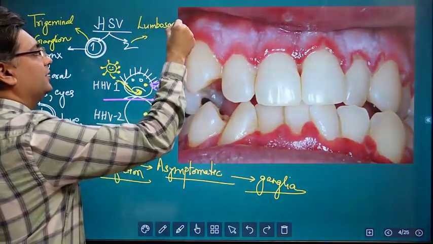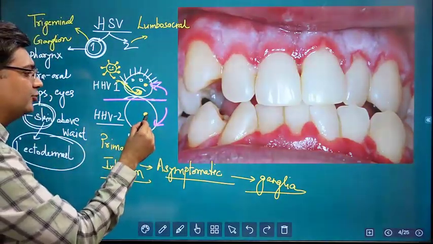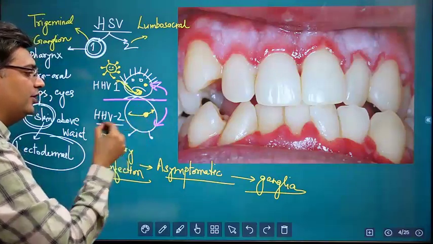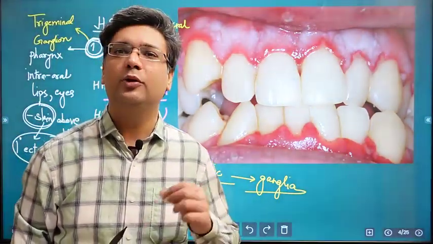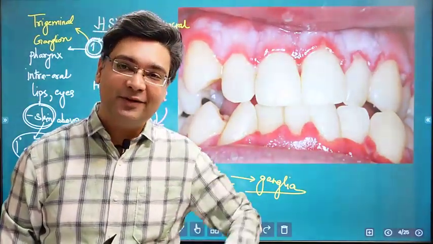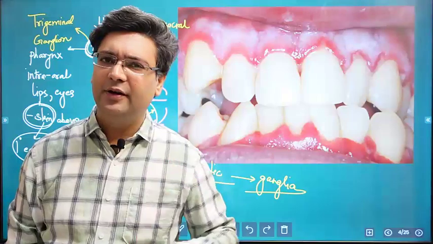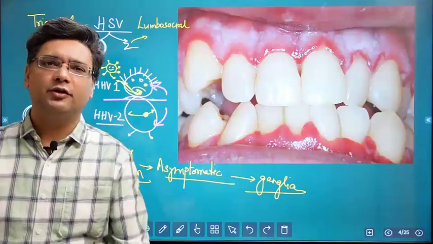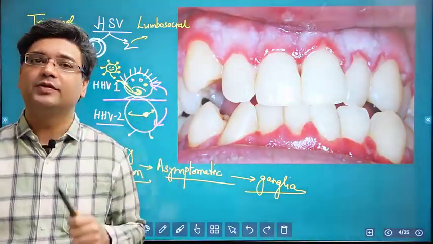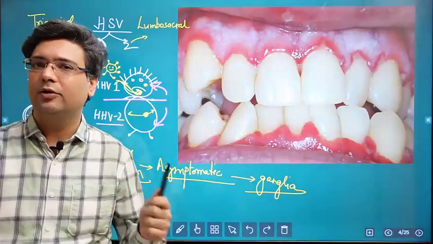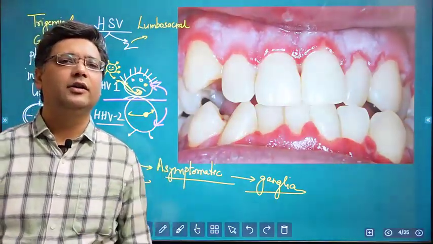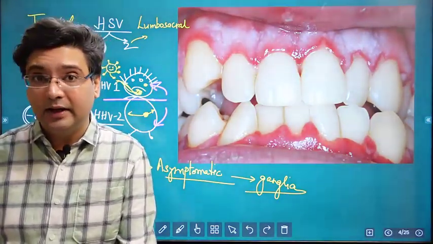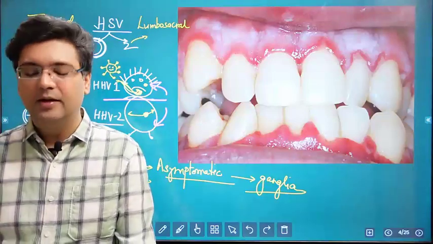Lumbosacral ganglion, and that's why it is going to reside below the waist, and when it will travel via these pathways, it is generally going to affect those areas which are below the waist. I'm talking about HHV2 because HHV1 was generally affecting you above the waist. So now what happens after the primary infection, when the virus has traveled inside their homes, which are either the trigeminal ganglion or the lumbosacral ganglion, they live there normally. They live there latently. That means they are not affecting, but yes, they are generally present.